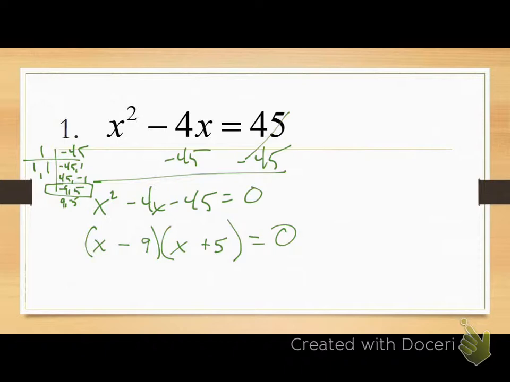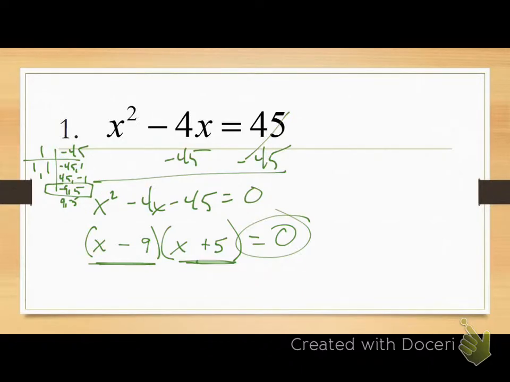Okay, so there we factored. If we were to FOIL x minus 9 and x plus 5, we would get x squared minus 4x minus 45. Now, remember that factors are two things that you multiply together to get you back to the original trinomial. So these two factors are being multiplied. And so what this equation is saying is that this factor times this factor must equal 0.